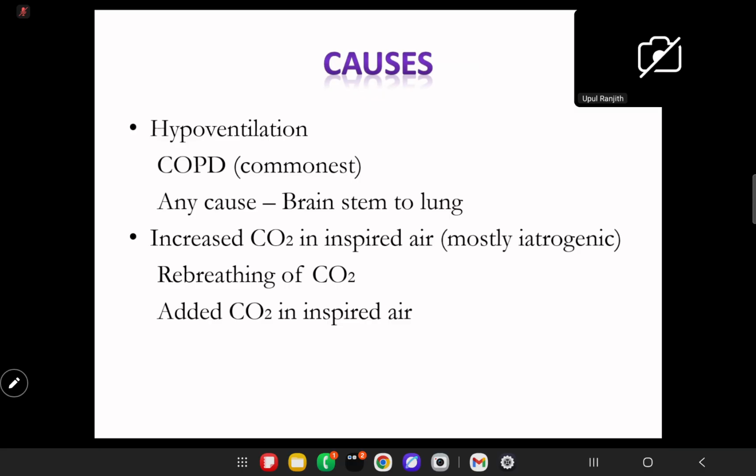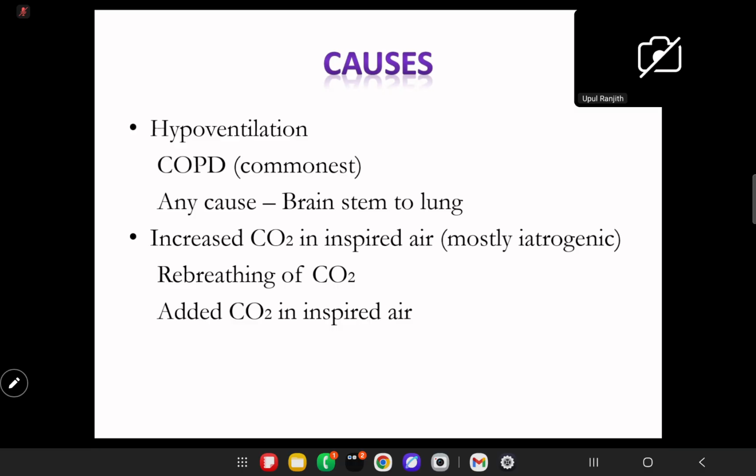So various pathologies from the brain up to the lung causing hypoventilation will cause hypercarbia. Then increased carbon dioxide in inspired air. This is mostly iatrogenic. Right? So rebreathing of carbon dioxide if your soda canister is exhausted, or added carbon dioxide in inspired air. Sometimes that also happened, not nowadays, but in the past.